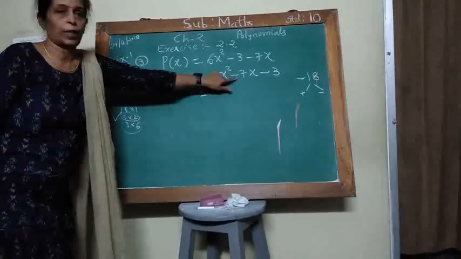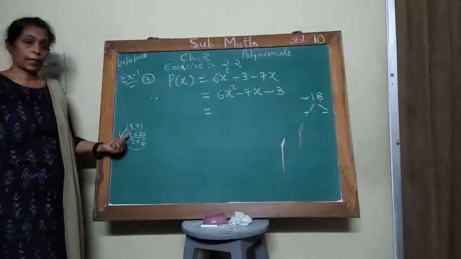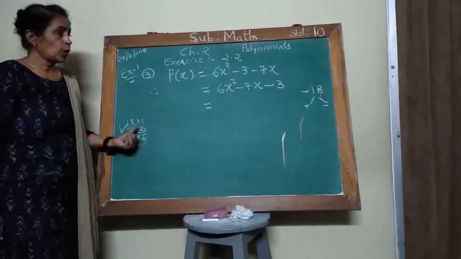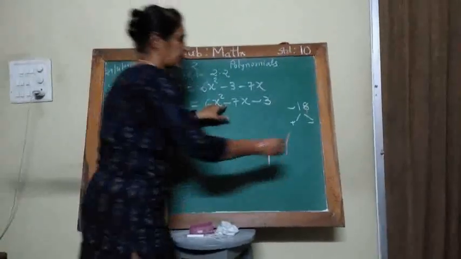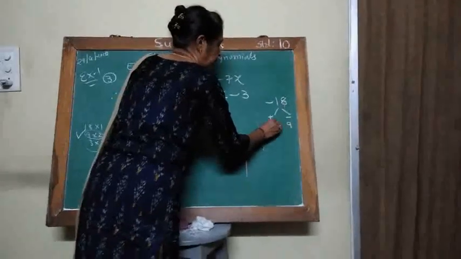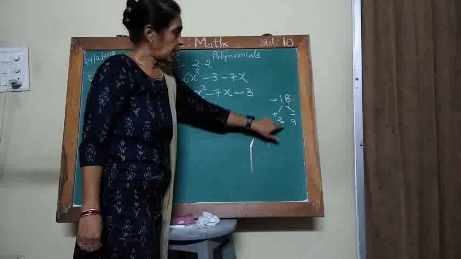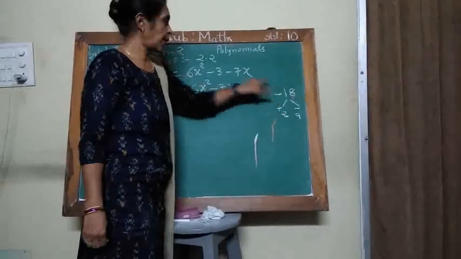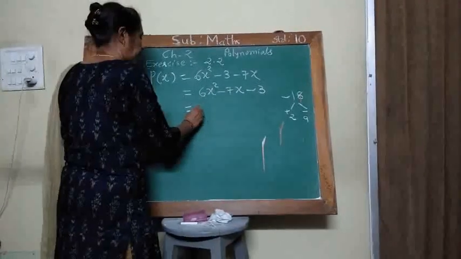For the middle term, you have to take minus 7. So for that, I put 9 and 2. The bigger number, 9, I put at the place of the negative sign. Minus 9 plus 2. So the product is minus 18, and minus 9 plus 2 is minus 7, the middle term. Now it is easy to make 4 terms.